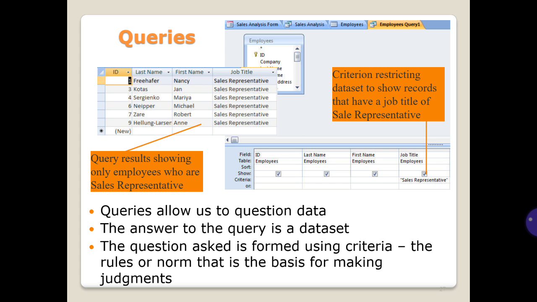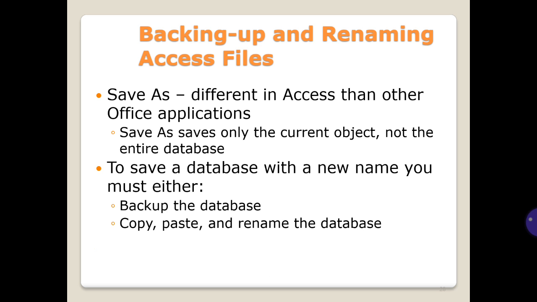Queries, query results showing only employees who are sales representatives, and the criterion extracting from the datasheet to show records that have a job title of sales representative. Queries allow us to question data. The answer to the query is a dataset, and the question asked is formatted using criteria, the rules or norm that is the basis for making judgments.